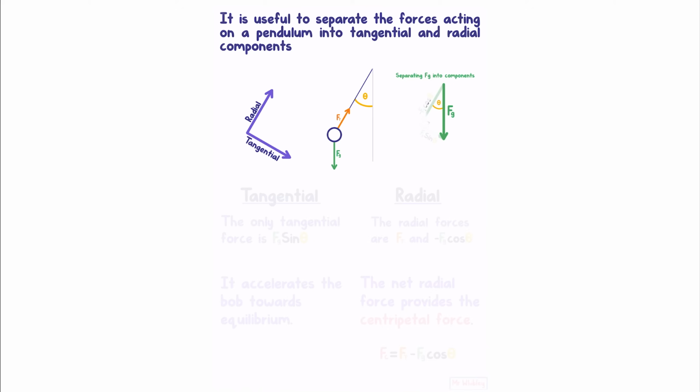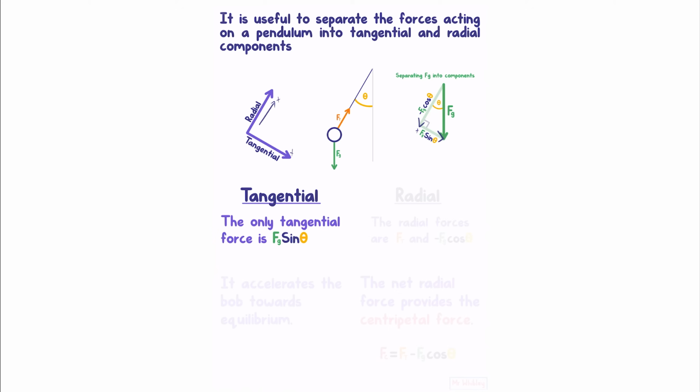If we have this angle here, then using SOHCAHTOA, this side becomes negative Fg cosine theta, and this side becomes Fg sine theta. The reason this one is negative is because we have defined this as our positive radial direction, and this is pointing in the opposite. For our tangential, this is the positive direction, which our component is pointing in, and so it is positive Fg sine theta. Breaking down our tangential forces, the only tangential force is Fg sine theta.